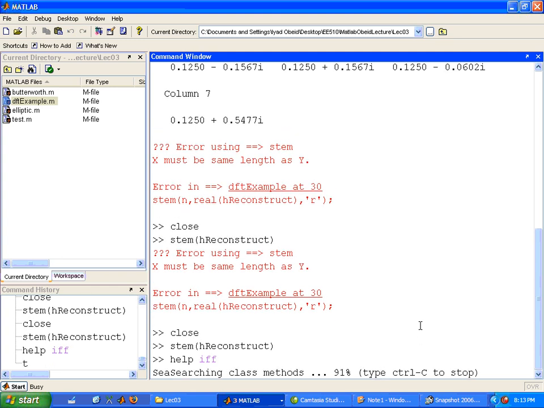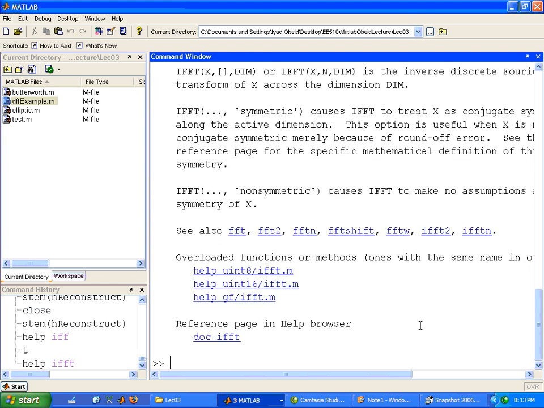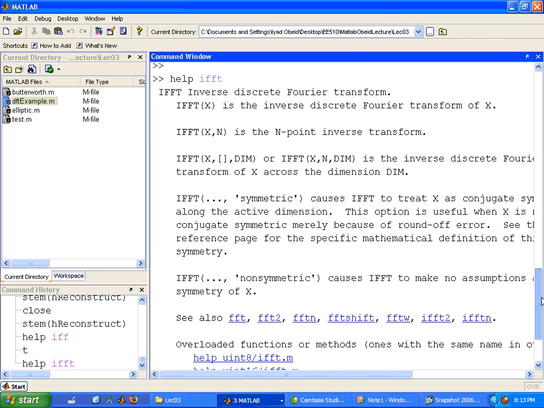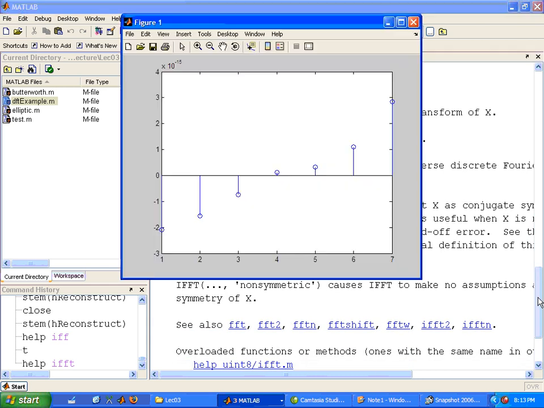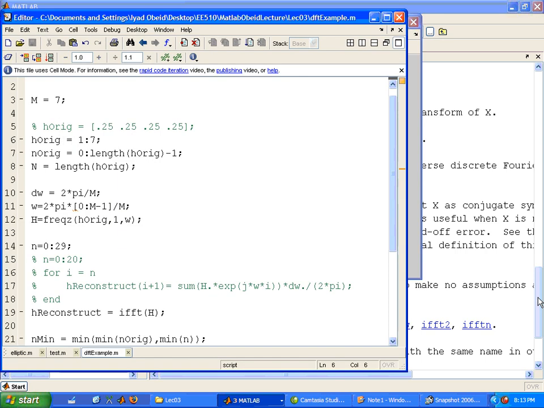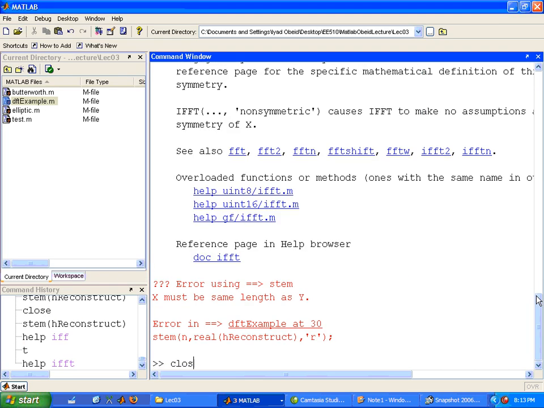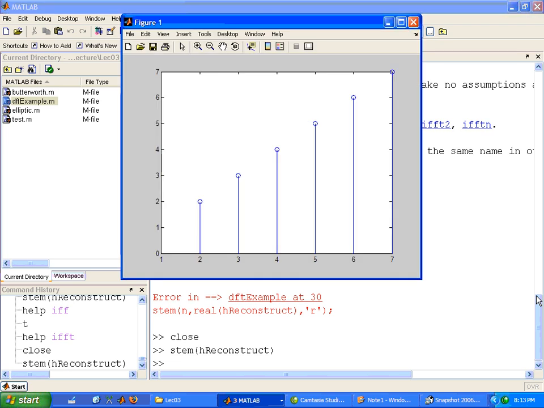Yeah, there's you would think that you would just be able to plug it into the IFFT. Let me just read this real quick. Maybe I need to use a symmetric. Let me just try that real quick. Solve any problems? No. Yeah, there you go. It did work. I just had to tell it.